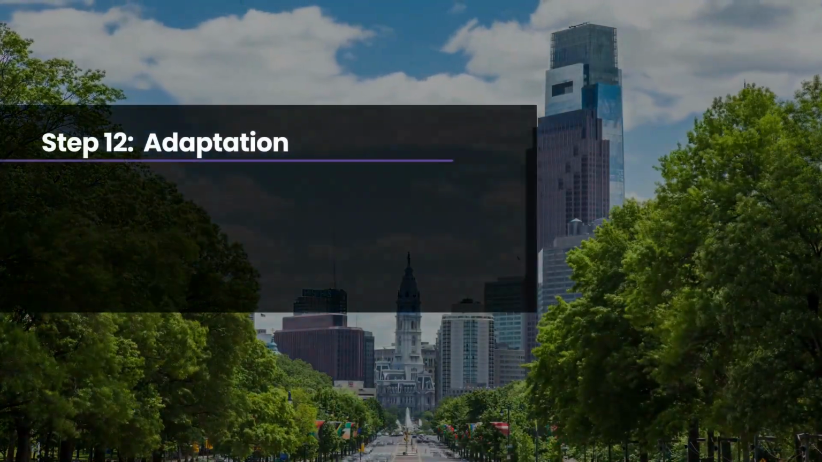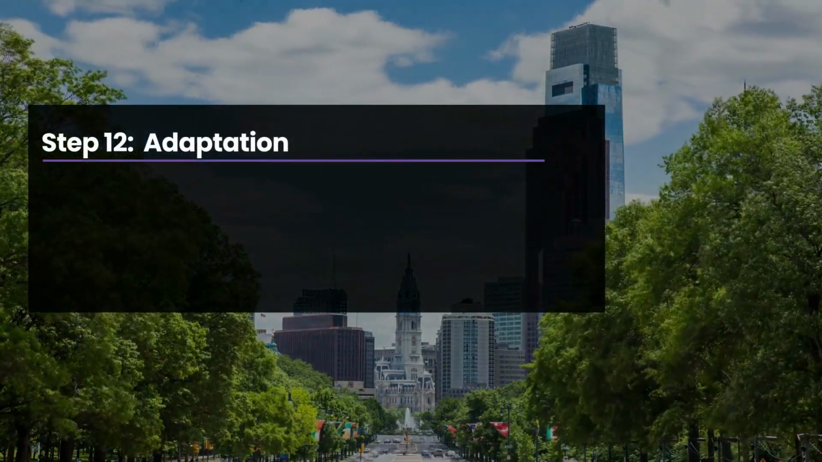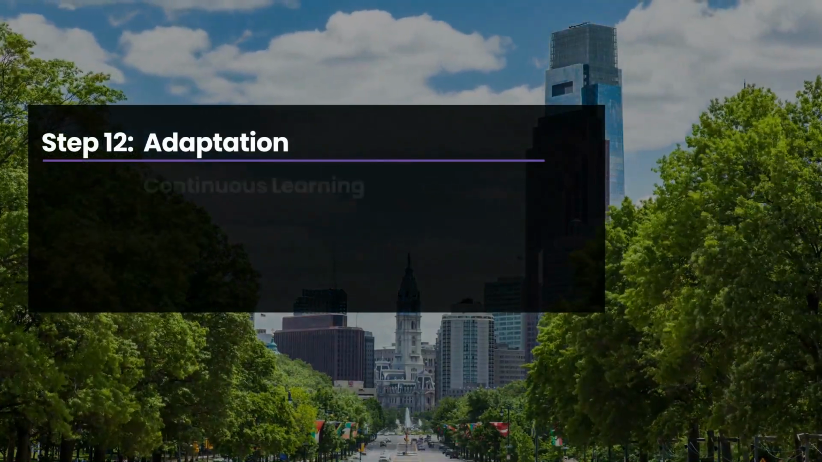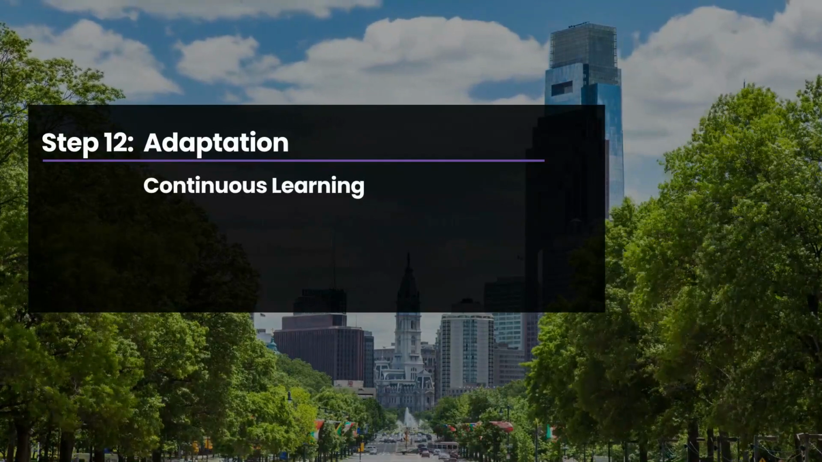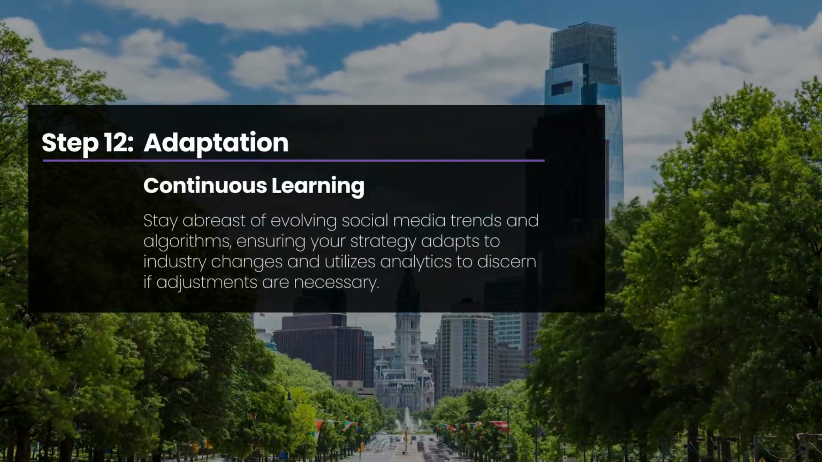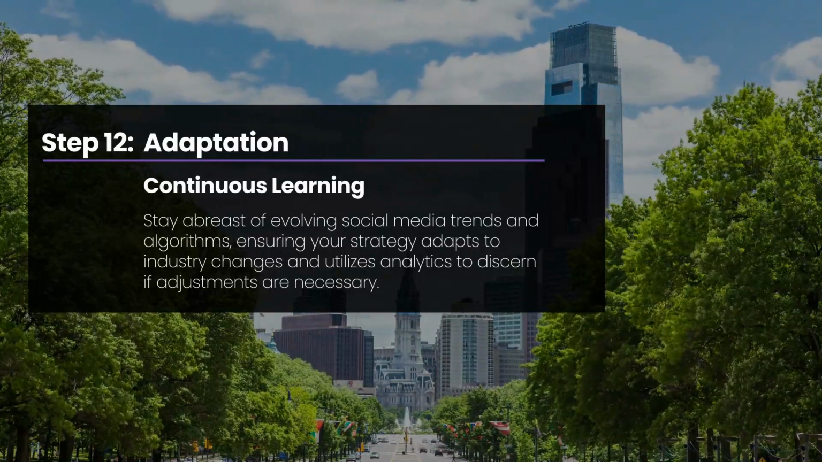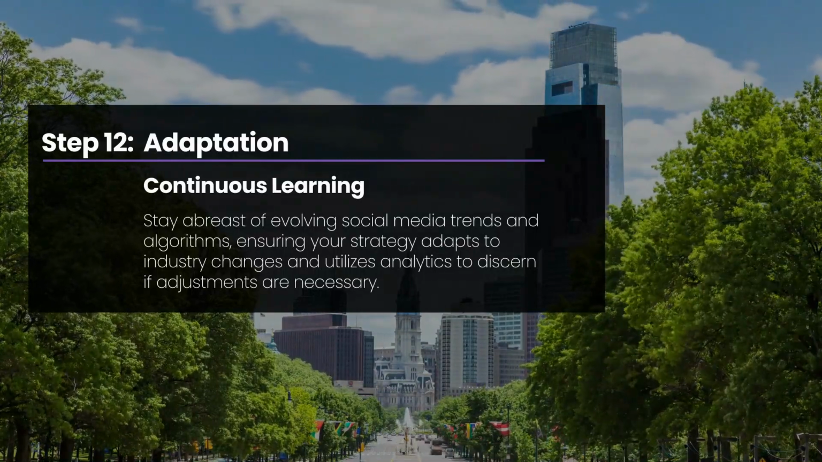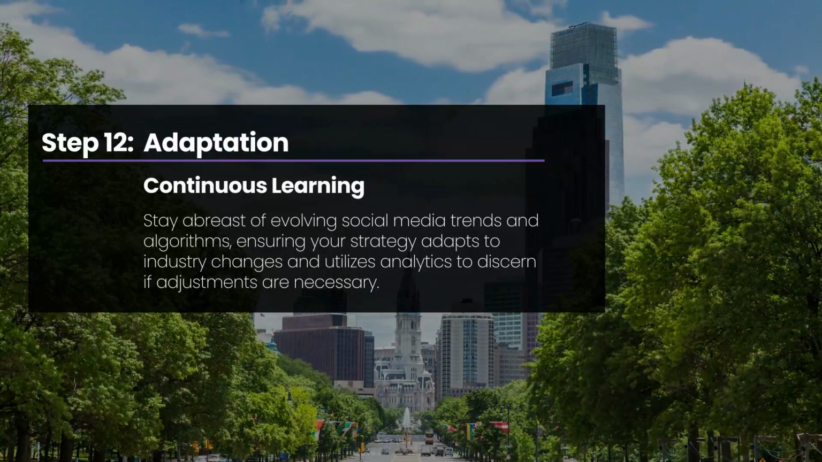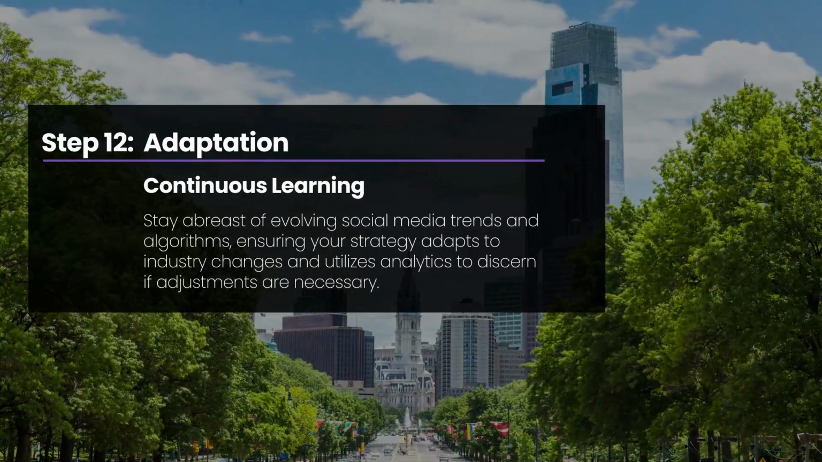Step 12. Progressive learning and adaptation. Social media trends and algorithms are evolving constantly. Stay updated on industry trends, algorithm changes, and new platform features. You must always be prepared to adapt your strategy accordingly. If you are unsure, your analytics can be a good window into whether or not an adjustment is necessary.